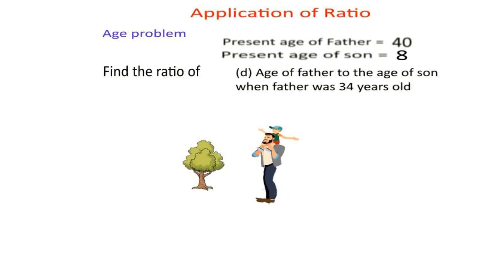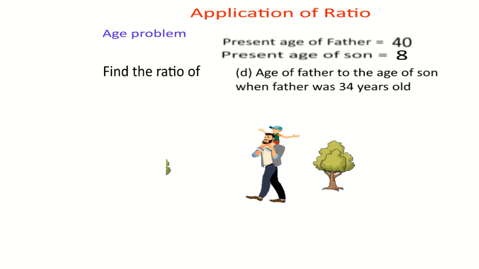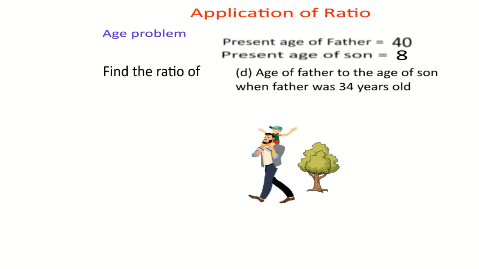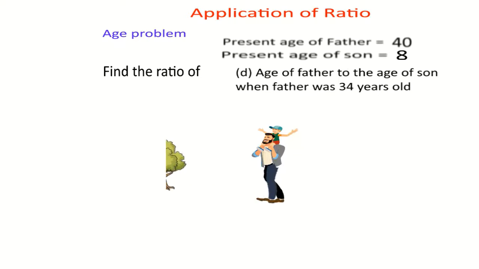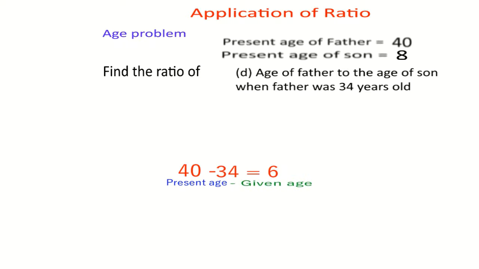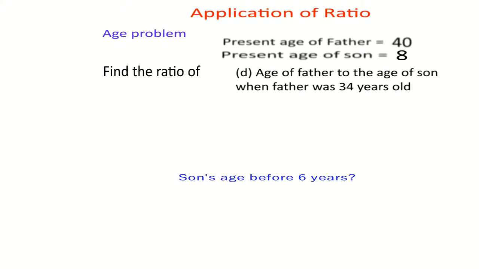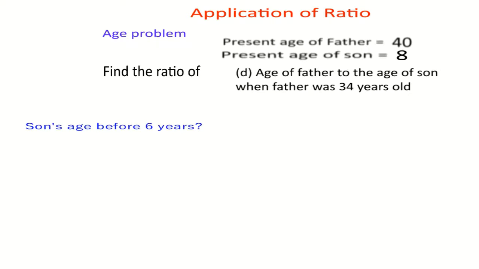Let's solve the fourth problem. Ratio of the age of father to the son when father was 34 years old. Find the difference between the present age of father, that is 40, and the age given in the question, that is 34. That is equal to 6. Now we understand that father was 34 years old 6 years before. We need to find the son's age also 6 years before. The present age of son, that is 8, minus 6, is 2.